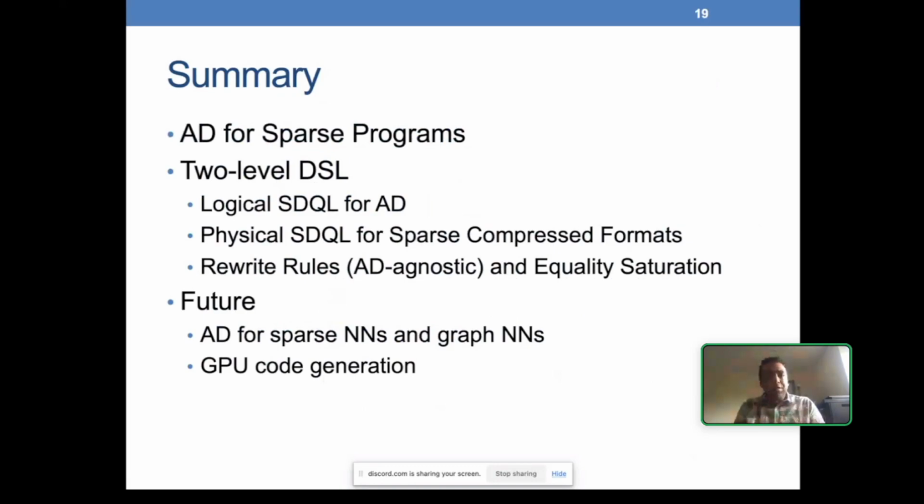And for the future, we want to investigate how we can use these DSLs for sparse neural networks or graph neural networks. For that, the main component that we require is GPU code generation.